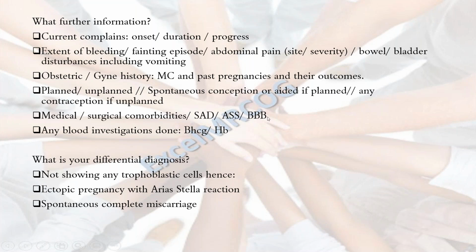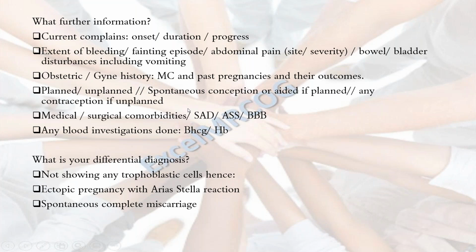Somebody is asking about the mnemonic. We were using this mnemonic to remember history: SADS and triple B. SADS is smoking, alcohol, drug addiction, allergies, sexual history, support, and smear history. Here, what is important is sexual history and support, not smears.